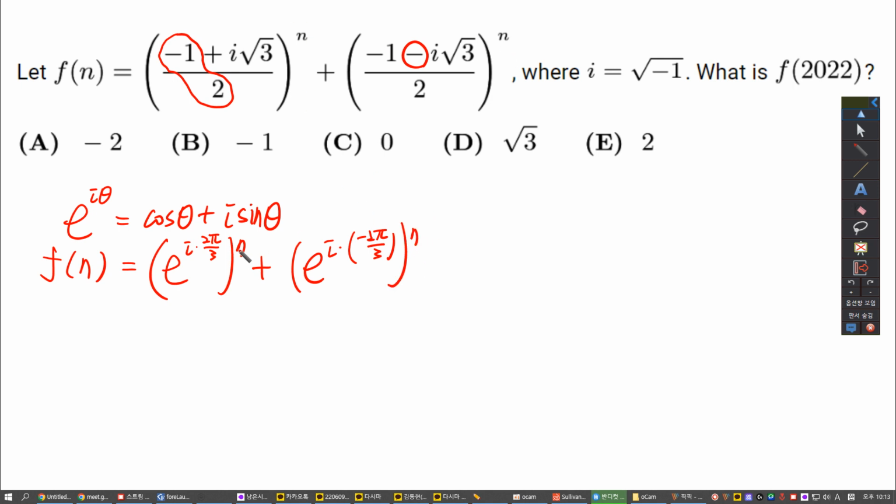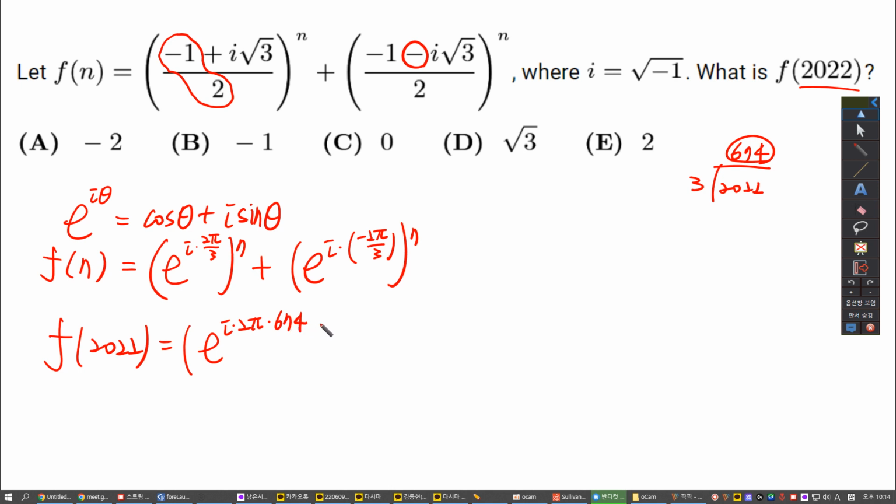So if we take the nth power, and we want to find this 2022, if we multiply 2022 to this 2 pi over 3, 2022 is a multiple of 3, so we can multiply this to 2 pi, and that's 2 pi times 674.